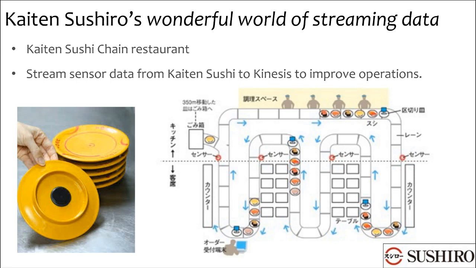So they put small RFID trackers on their plates of sushi. They have a PC collecting this information and streaming it to the cloud into a Kinesis stream. And they have a dashboard at their headquarters, and they see exactly what's selling, how long it sits on the conveyor belt before it's picked up, what's hot and at what time of day. So they've really been able to improve their operations and better serve their customers through stream processing.